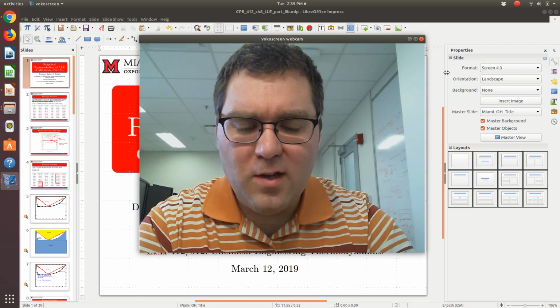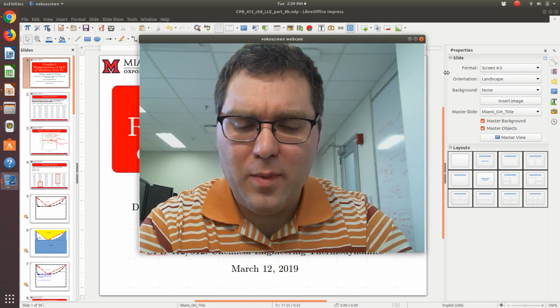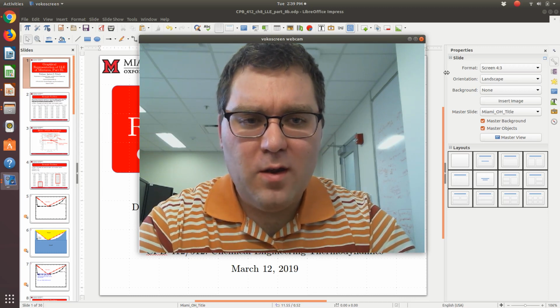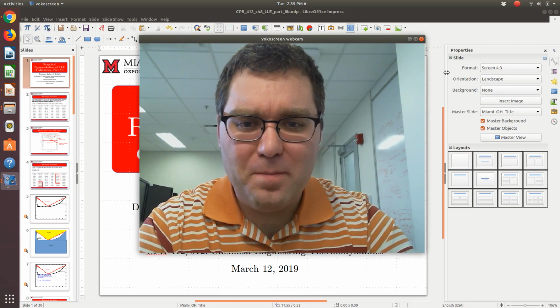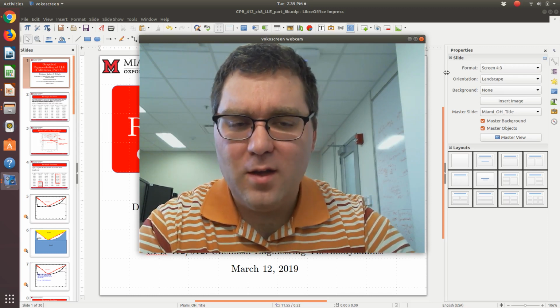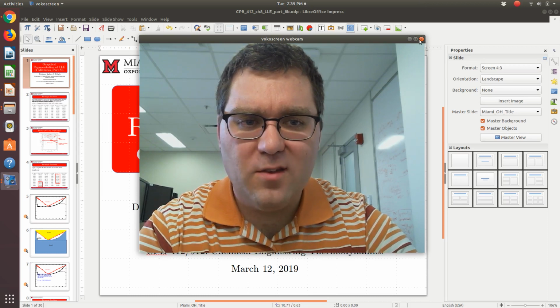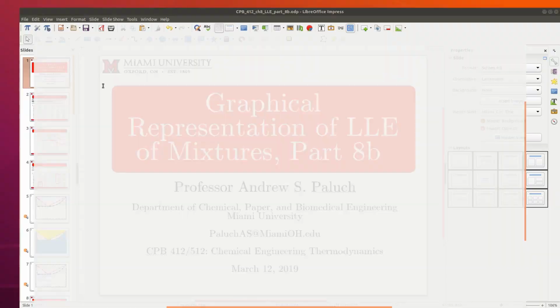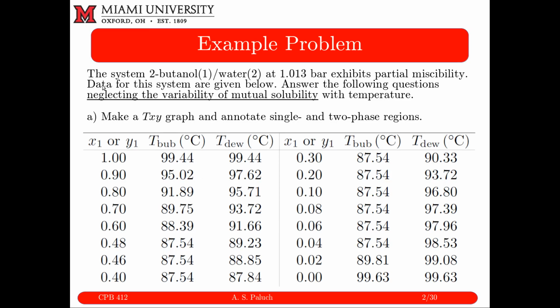I will apologize in advance. For some reason, the axes labels on my plots aren't coming up in my slides, but nonetheless, we'll talk through it, and I think it's still okay in terms of being able to follow along and understand what's going on. Okay, so again, it's just an example problem from the material from part 8 of our notes.